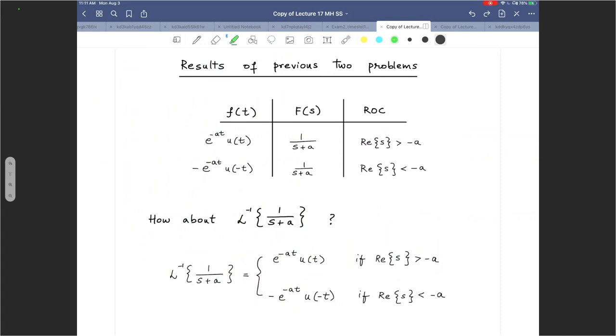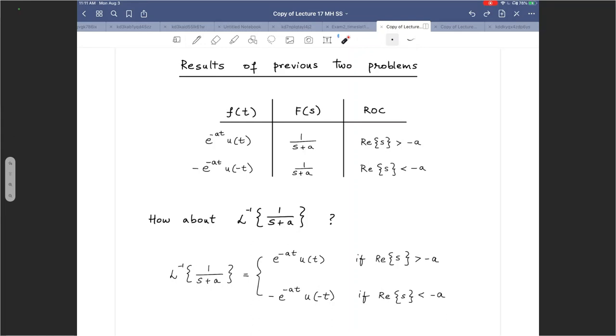Next, let us take a look at the results of the previous 2 examples that we looked at. The previous 2 examples were e to the negative at u of t and e to the negative at u of minus t, where a is a real number. For both of them, we had the same Laplace transform. F of s was the same: 1 divided by s plus a for both of them. However, their region of convergence was different. So that's another possibility. 2 signals can have the same Laplace transform, but they might be different in terms of where they converge.